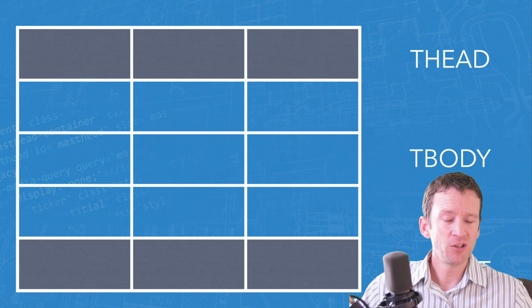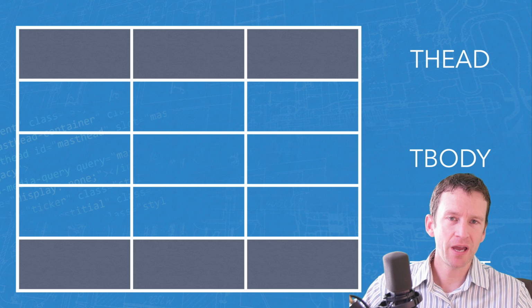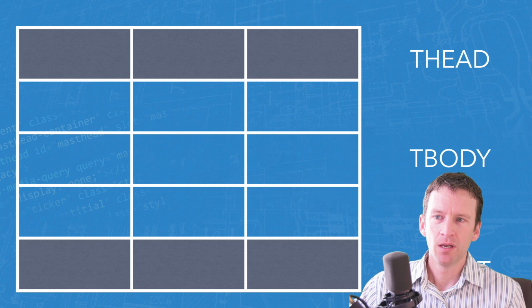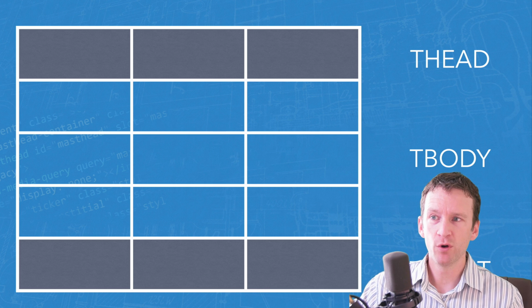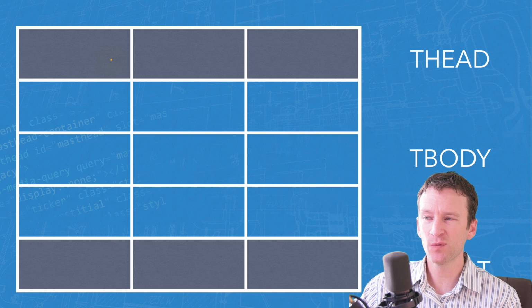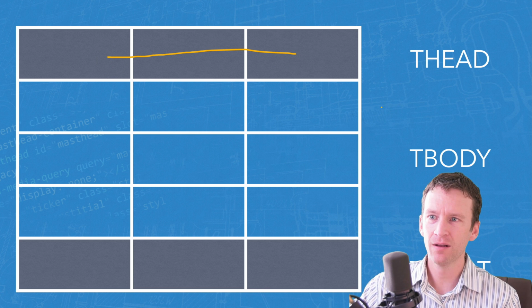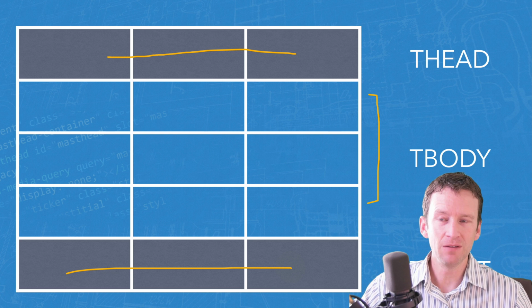Now, I mentioned this earlier, but there are a few extra tags associated with tables. This is very common in tables where you might have a row, thead here up at the top stands for table header. So this entire row is the thead tag, and then these 3 rows constitute the table body, and then this entire row here constitutes the footer, or the tfoot.